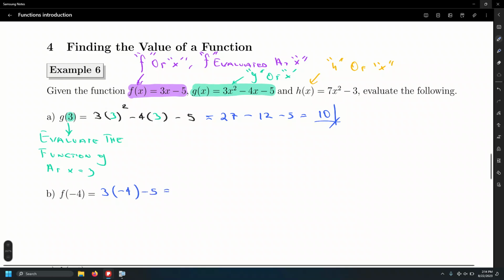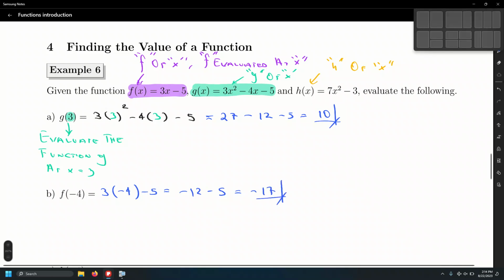Let's just simplify this. We do the multiplication first and then the subtraction. 3 times -4, is that -12? And then minus 5. Careful, because we're adding 2 negatives essentially. I am losing 12 and then I lose another 5, so I lost a total of 17. That is -17. All right.